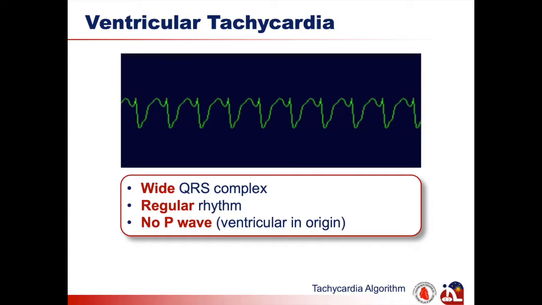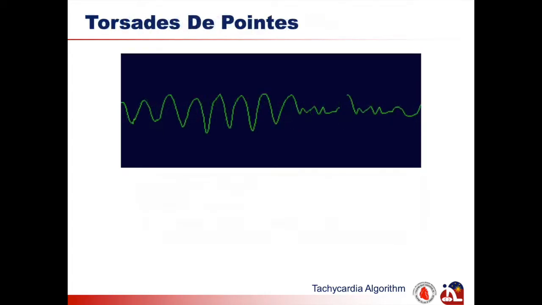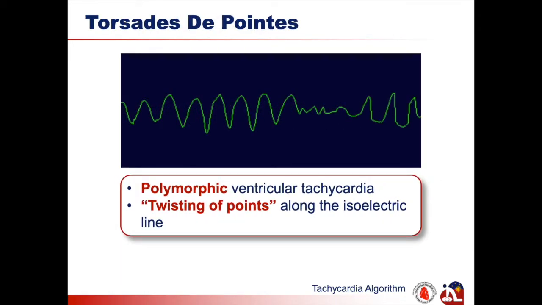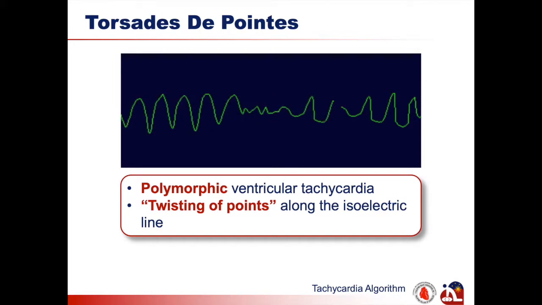Because the impulse is ventricular in origin, P waves are absent. VTach with irregular rhythm is described as monomorphic VTach, and those that are irregular are described as polymorphic VTach. One example of a polymorphic VTach is torsades de pointes. The classic defining characteristic of torsades is a twisting of points along the isoelectric line, as seen here.